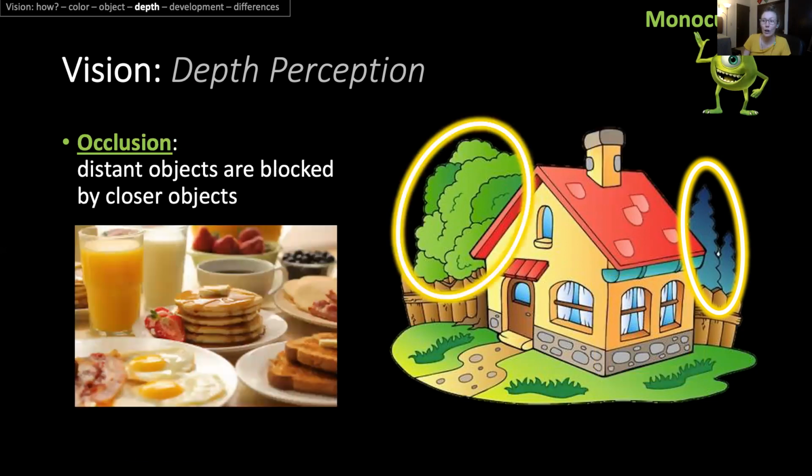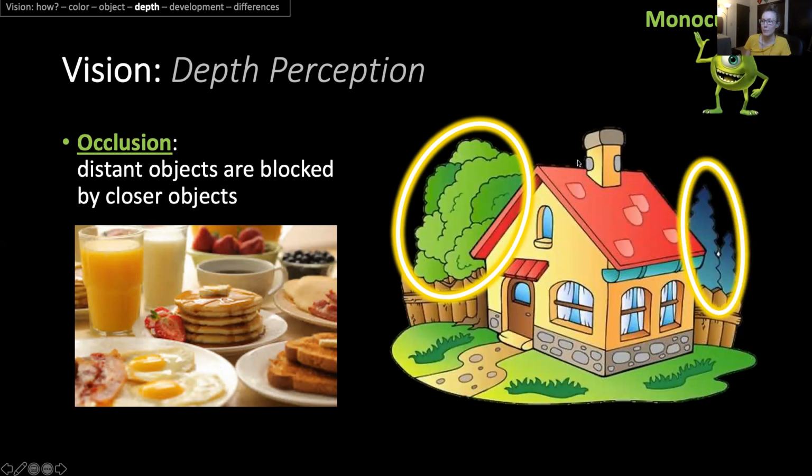Another famous one is occlusion. To occlude something means to block it. We know that distant objects are often blocked by objects that are closer. For instance, in this breakfast scene, we can imagine that the coffee cup is farther back in the distance than the stack of pancakes, because we can see the pancakes as a whole, whereas they block part of the coffee cup.